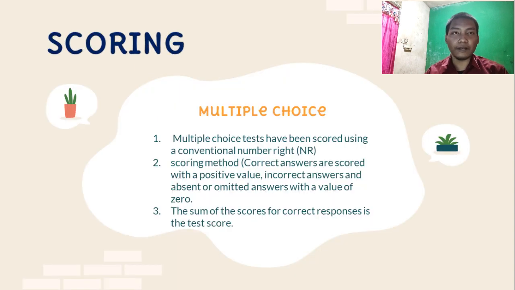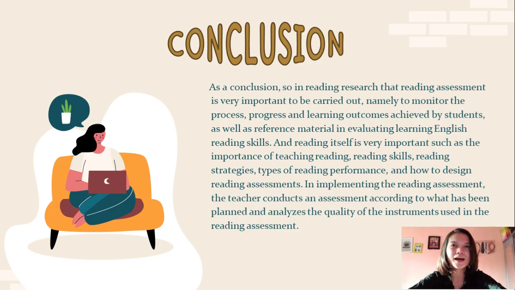And then the next one will be for the multiple choice. The multiple choice test has been scored using conventional number rights. The scoring method is: correct answers are scored with a positive value, incorrect answers and absent or omitted answers with a value of 0, and the sum of the scores for the correct responses is the test score for the multiple choice.